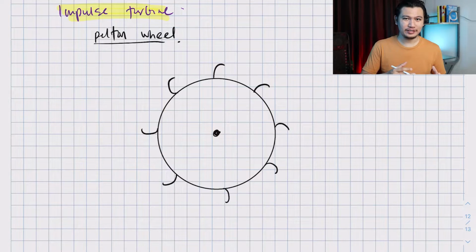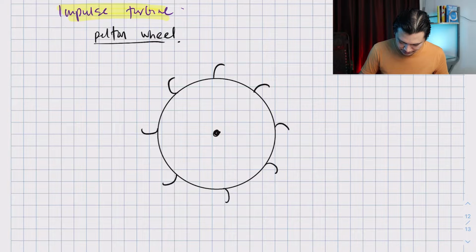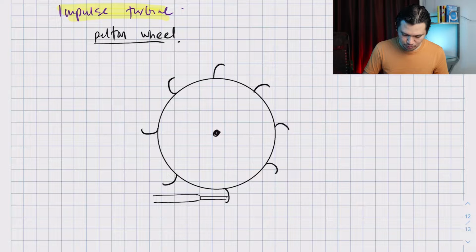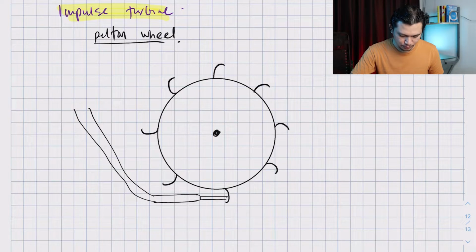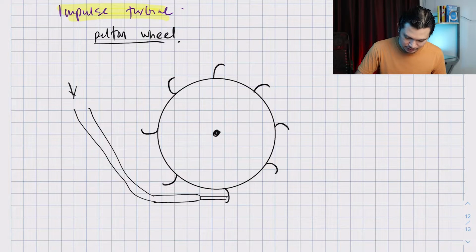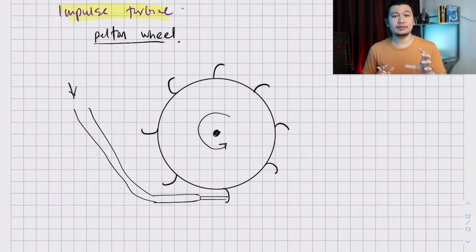And to move the wheel, you have a jet, right? And this jet is going to inject water into this wheel, right? So this is the water. And this jet is connected to water reservoir somewhere. And the water goes here and into the bucket. And this spins the entire Pelton wheel.